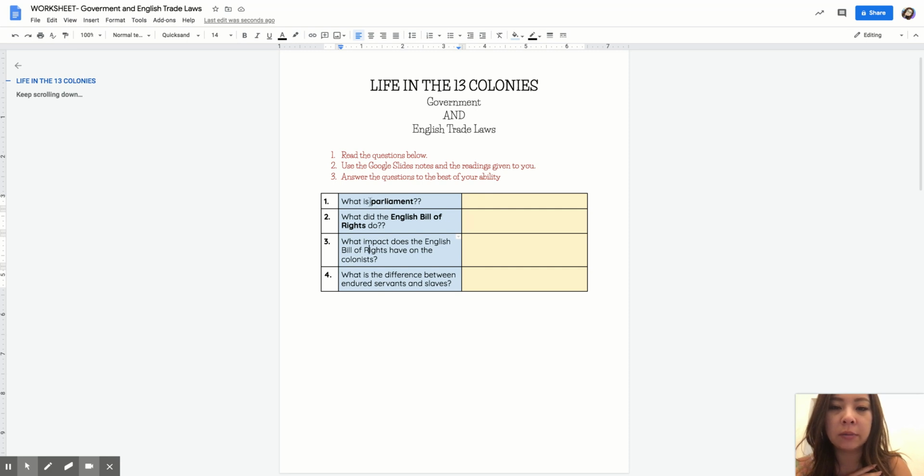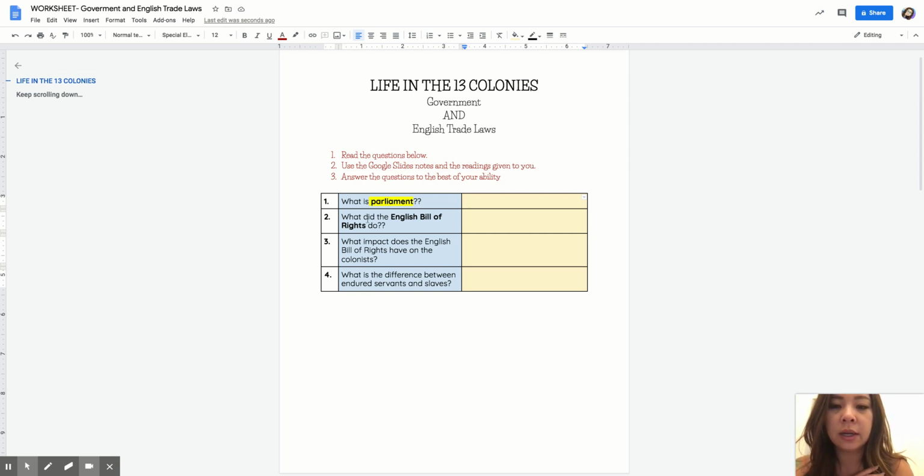What is Parliament? So you need to go into your Google slides and find out what Parliament is, and then type the answer over here. So I'm going to say it again. You need to go into your Google slides and find out what Parliament means and type it over here.